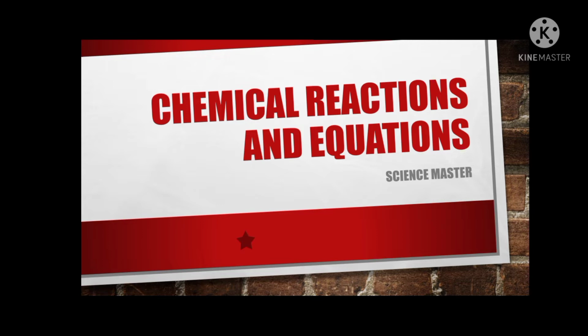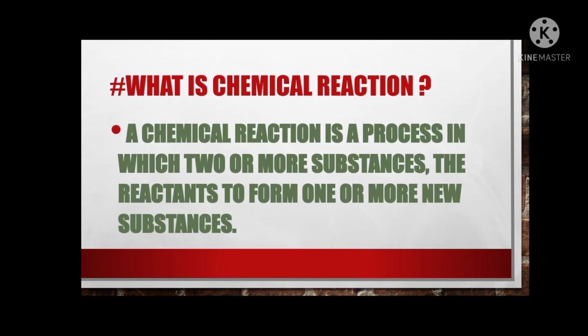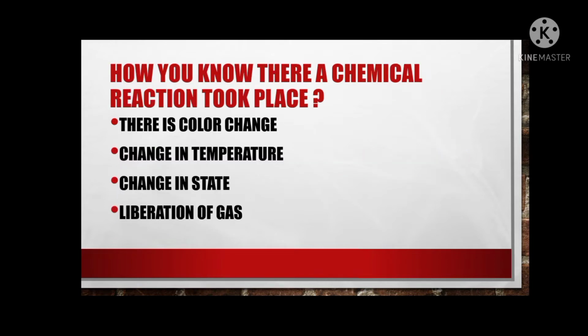In this video class lecture, you are going to become familiar with the first chapter in chemistry, that is chemical reactions and equations. Let's start the session with the definition of chemical reaction. A chemical reaction is a process in which two or more substances, that is the reactants, react to form one or more new substances. How can you come to know whether a chemical reaction took place?